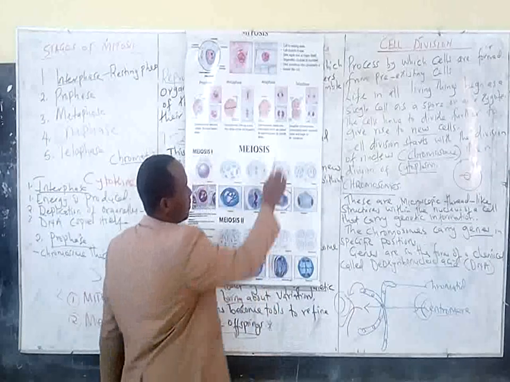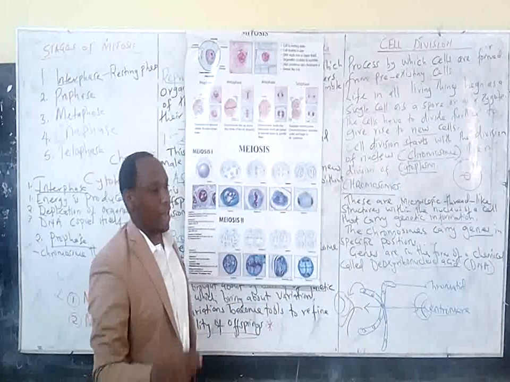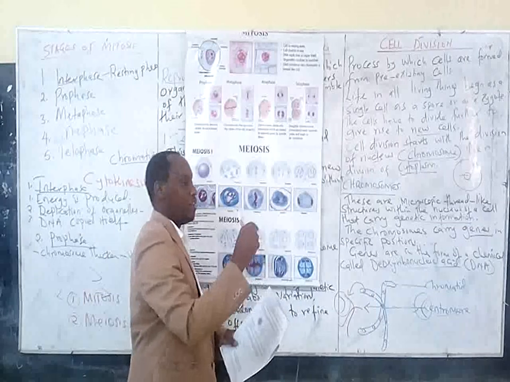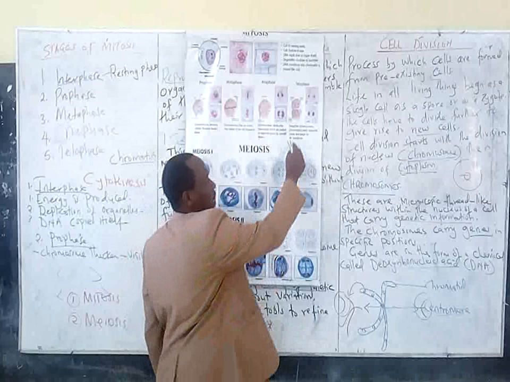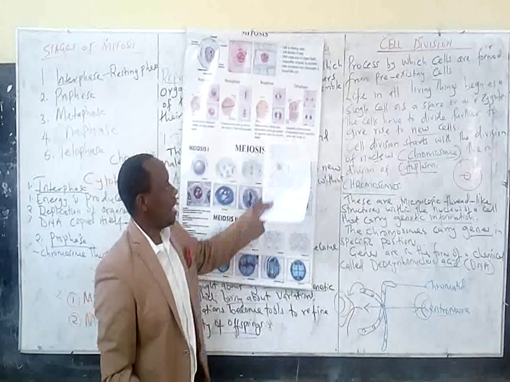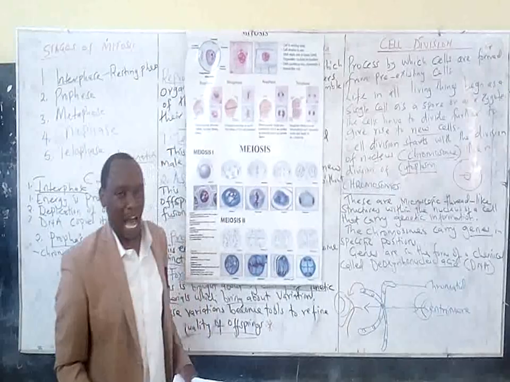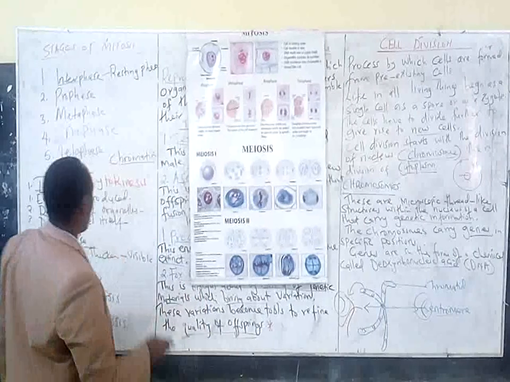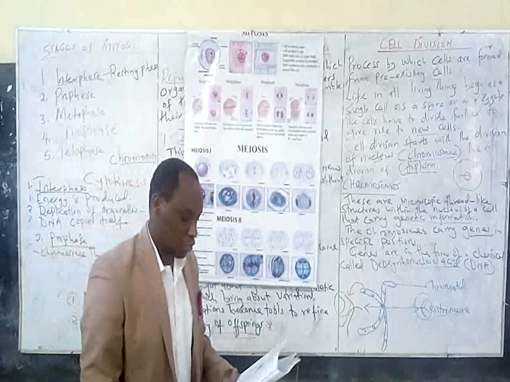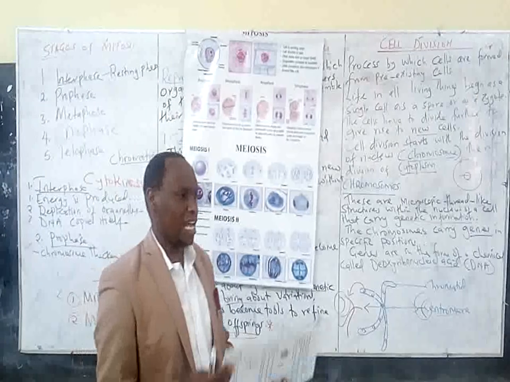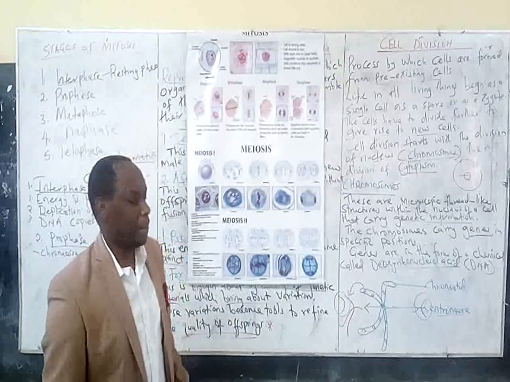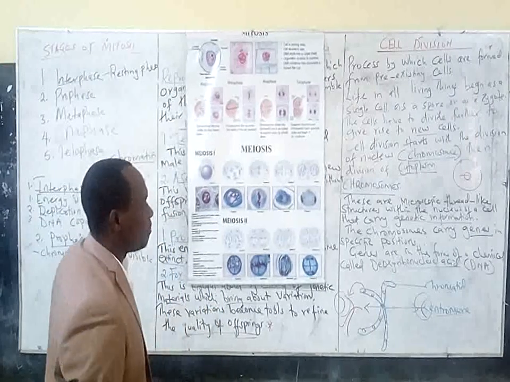And then finally, after telophase, this is where the two cells become independent. In plants, a cell plate is formed around the cell, and it divides into two. But in animals, it is what I've said is called cytokinesis. The cytoplasm divides into two. So basically, that is the stage of cell division, and that is what happens during mitosis.